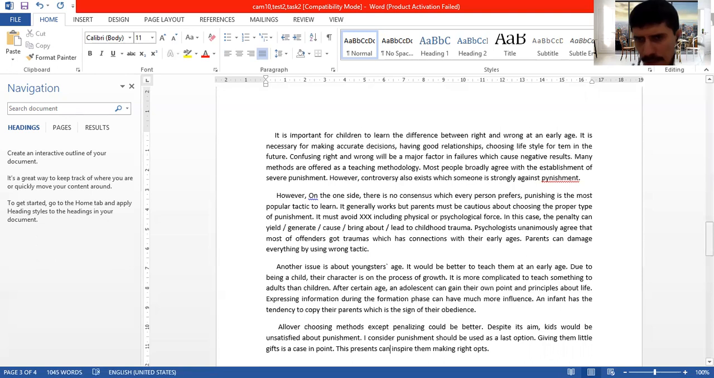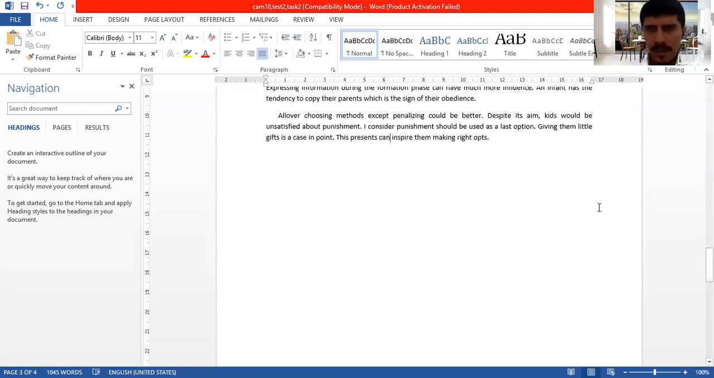Okay, let's scroll down. All over choosing methods, except penalizing, could be better. What do you mean by all over? I cannot understand it. So maybe you'd like to say whichever the chosen method is, or maybe all the choosing methods. Let's just make it green. And if you have any explanation on this part, you can ask me in the next lesson.